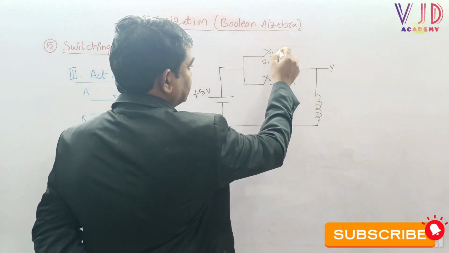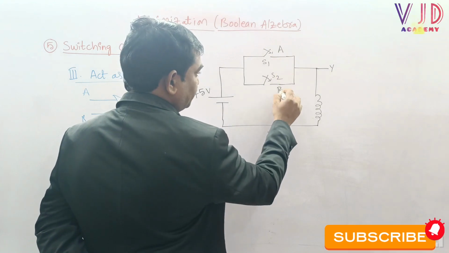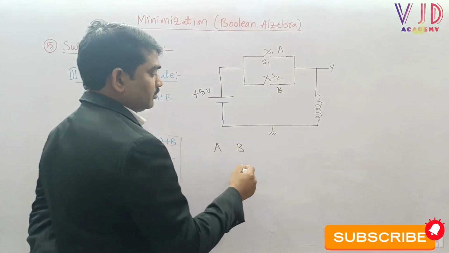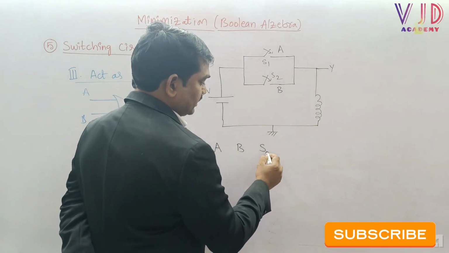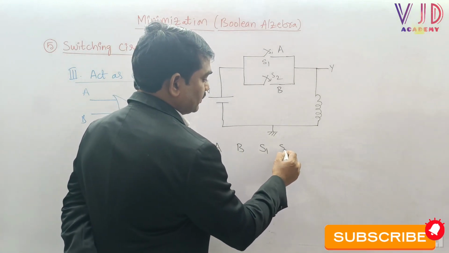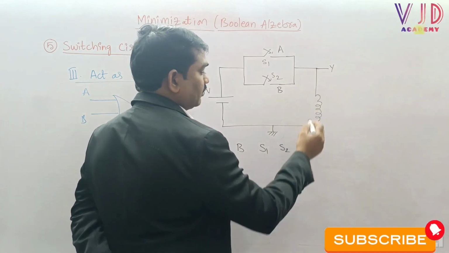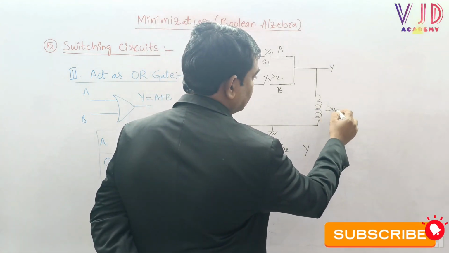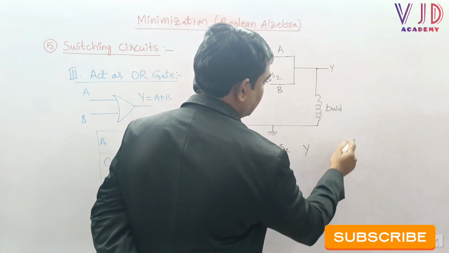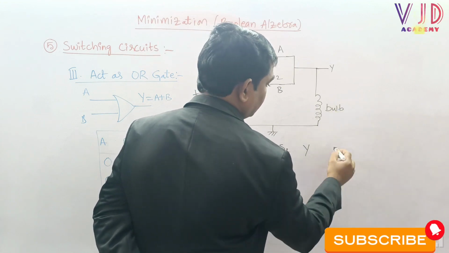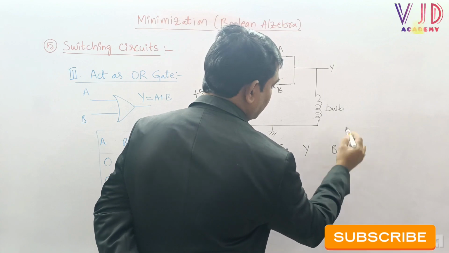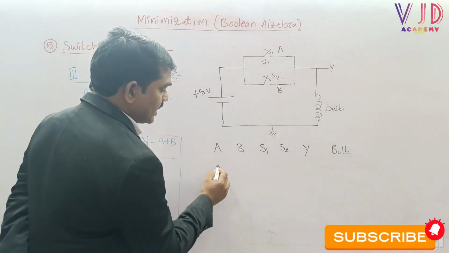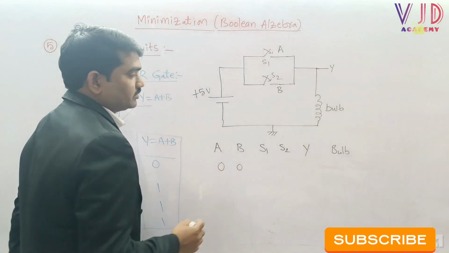Sir, I can say that this is input A and then input B. Here we have two inputs A and B, and now let us see what is the condition of switch S1 and switch S2, and what is the condition of output Y, and then finally what is the situation of the bulb. Now sir, the moment when we take A equal to 0 and B equal to 0, what will happen?